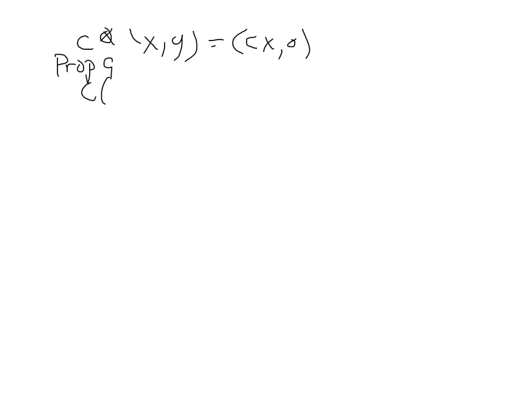So let's continue with 11. Remember, our property is C circle times XY is CX comma 0. So property 9, so C times D times U.